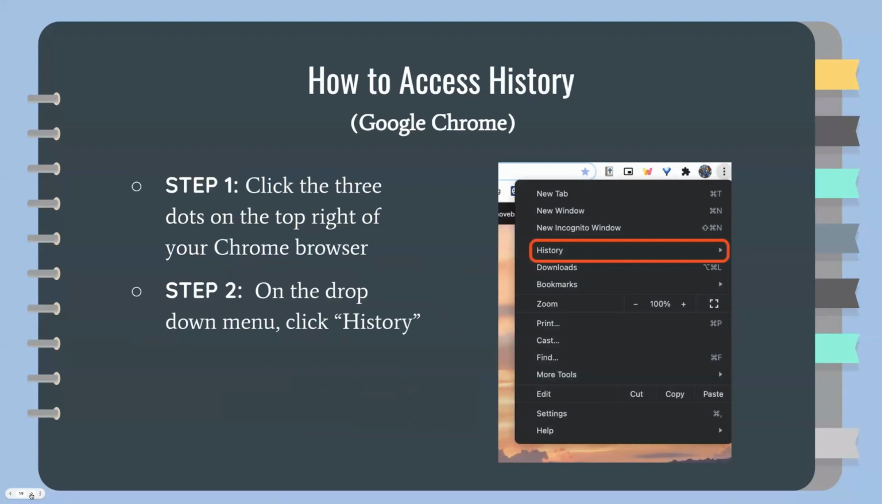How do you access history using Google Chrome? Well, first, click the three dots on the top right of your Chrome browser. And then on the drop-down menu, click History.